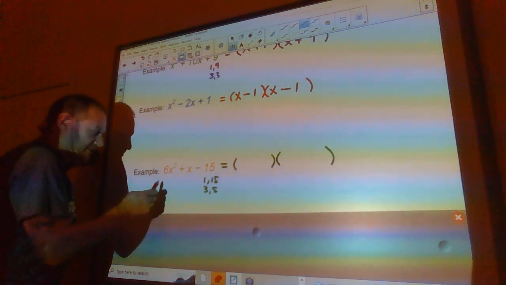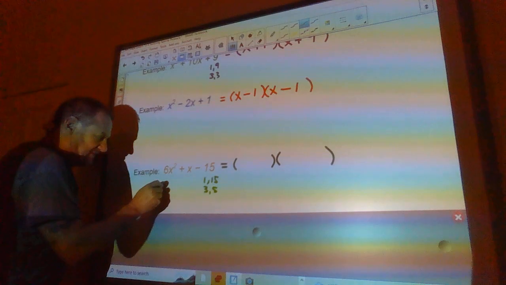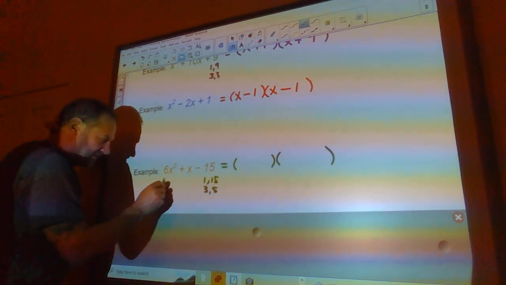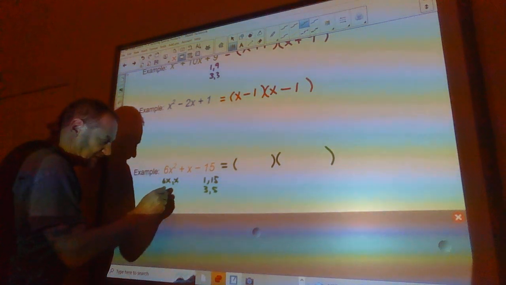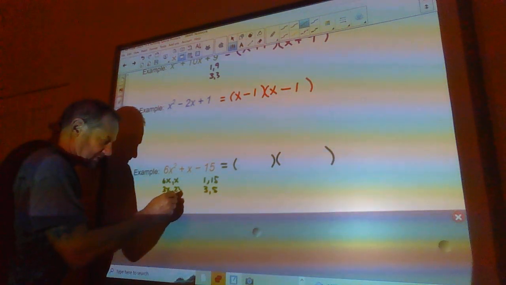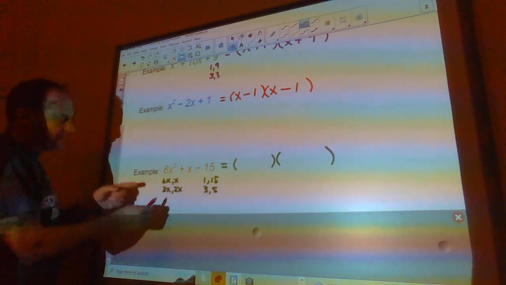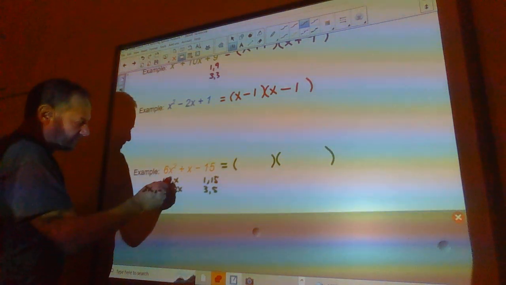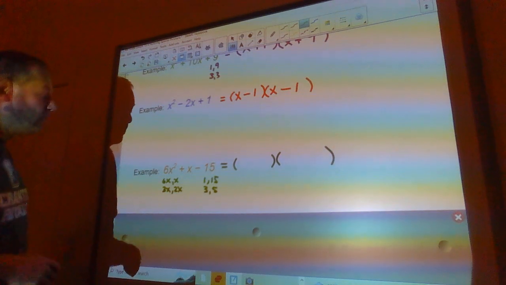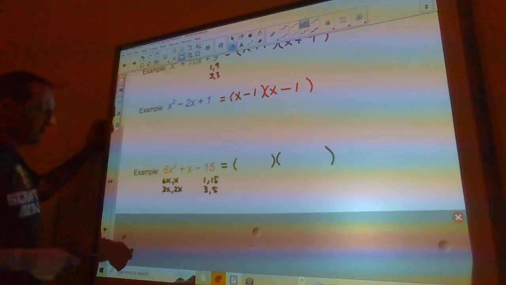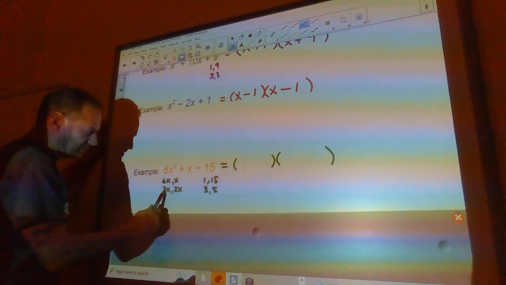Okay, now here's what's different about this one. To make 6x squared, I can have 6x and x, or I can have 3x and 2x. So I've got to make a combination. There's 2 combinations here, and there's 2 combinations here. I got to make one in the middle, okay?